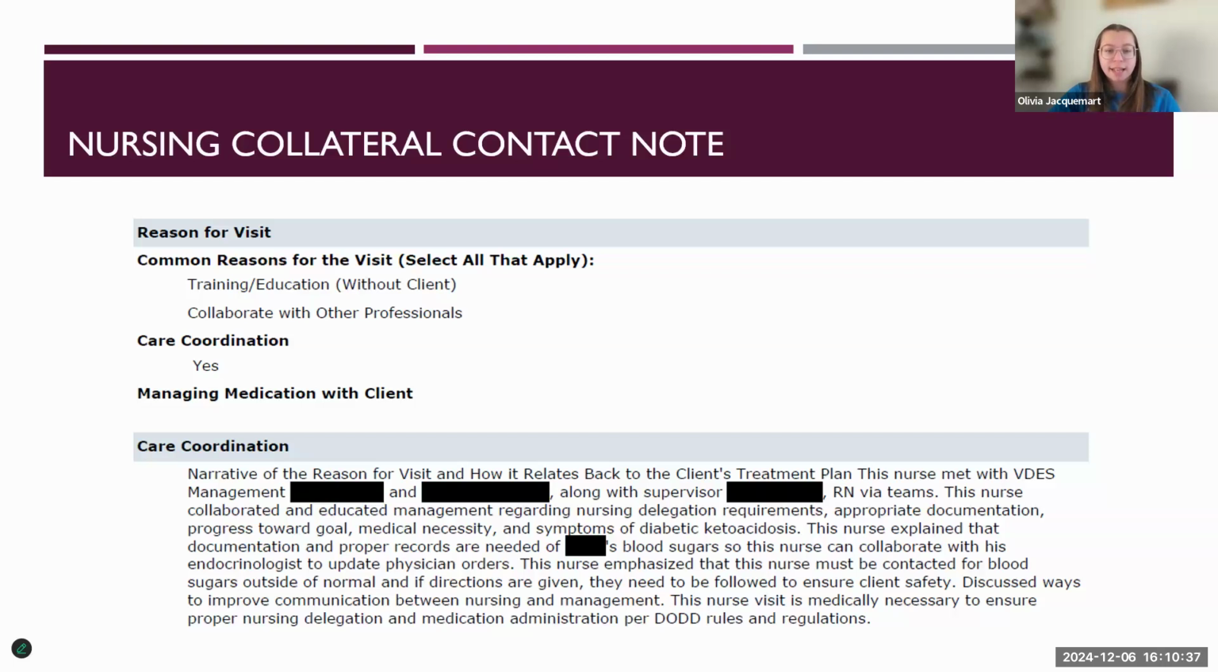This nurse emphasized that this nurse must be contacted for blood sugars outside of normal, and if directions are given, they need to be followed to ensure client safety. Discussed ways to improve communication between nursing and management. This nurse visit is medically necessary to ensure proper nursing delegation and medication administration per DODD rules and regulations.